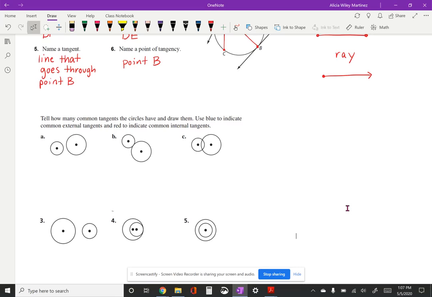It's asking us to tell how many common tangents the circles have and draw them. Now, a common tangent is a line or a segment that is tangent to two coplanar circles.